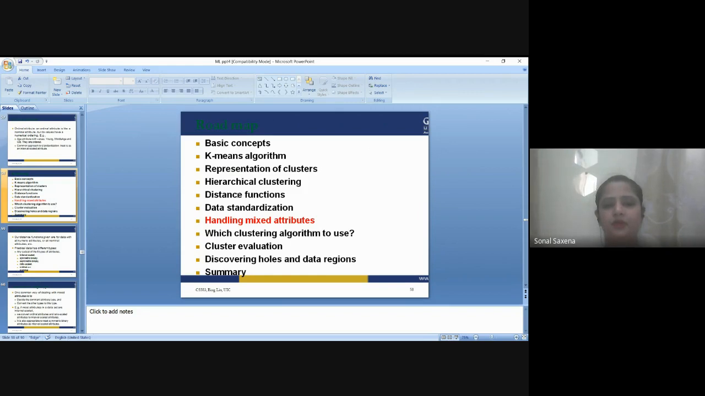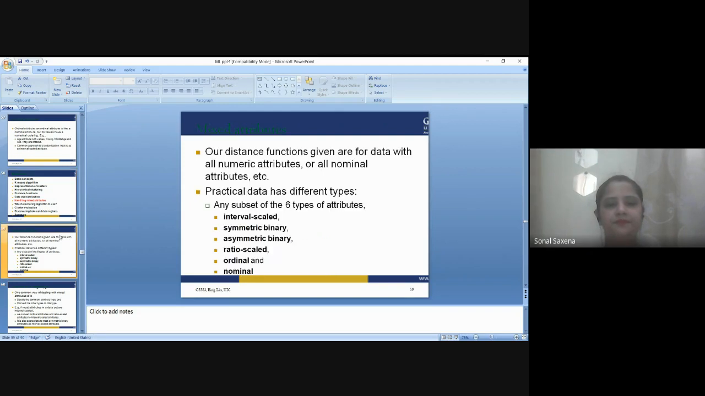Now, what does handling mixed attributes mean? Our distance functions so far are for data with all numerical attributes or all nominal attributes. Practically, the data can have different types. It can have interval scaled data, symmetric binary, asymmetric binary, ratio scaled, ordinal, and nominal. So these are the six types of attributes which your data can have.